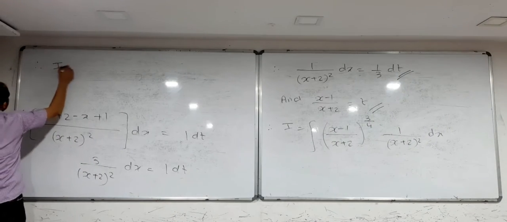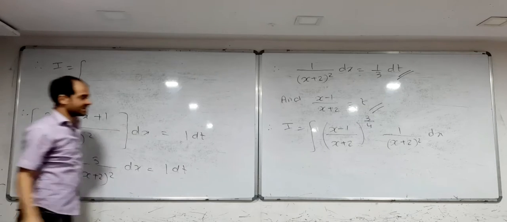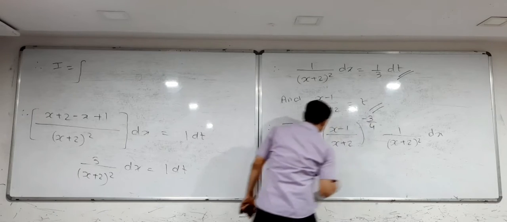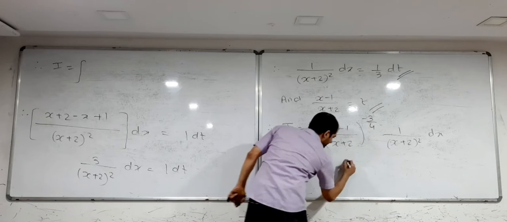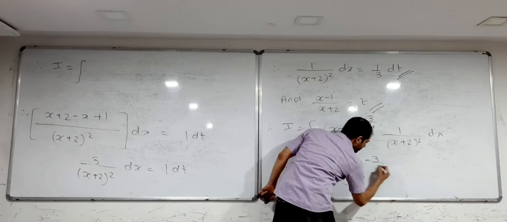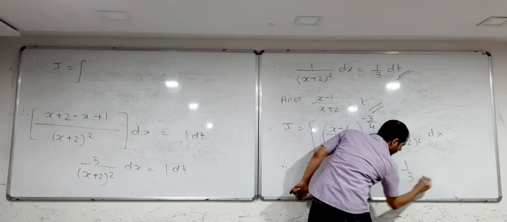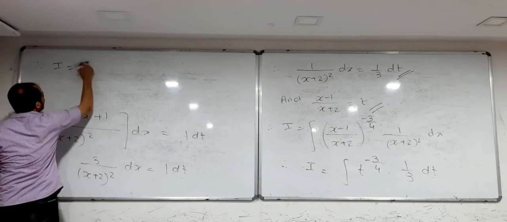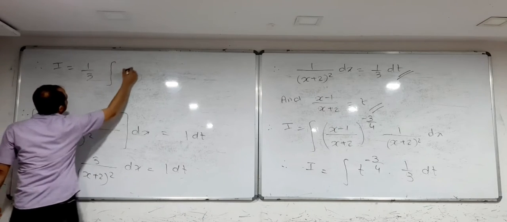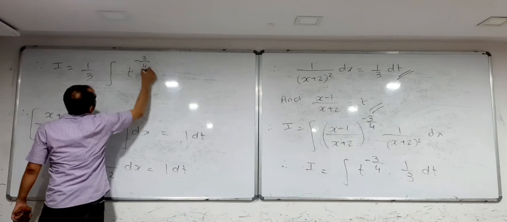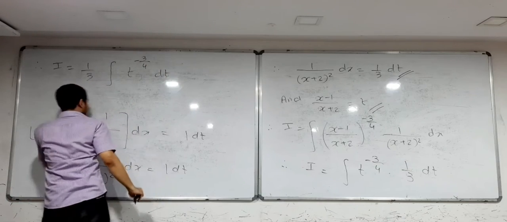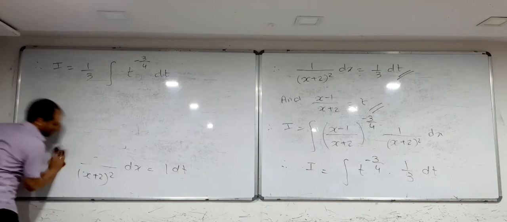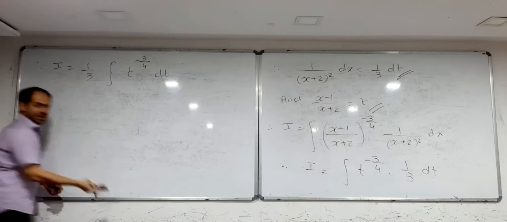So I is integration of t raised to minus 3 by 4. Therefore I becomes integration of t raised to minus 3 by 4 into 1 by 3 dt. 1 by 3 is constant, so outside the integration, so 1 by 3 integration of t raised to minus 3 by 4 dt. X raised to n का integration x raised to n plus 1 upon n plus 1. So t raised to minus 3 by 4 plus 1, 1 by 4 upon 1 by 4.